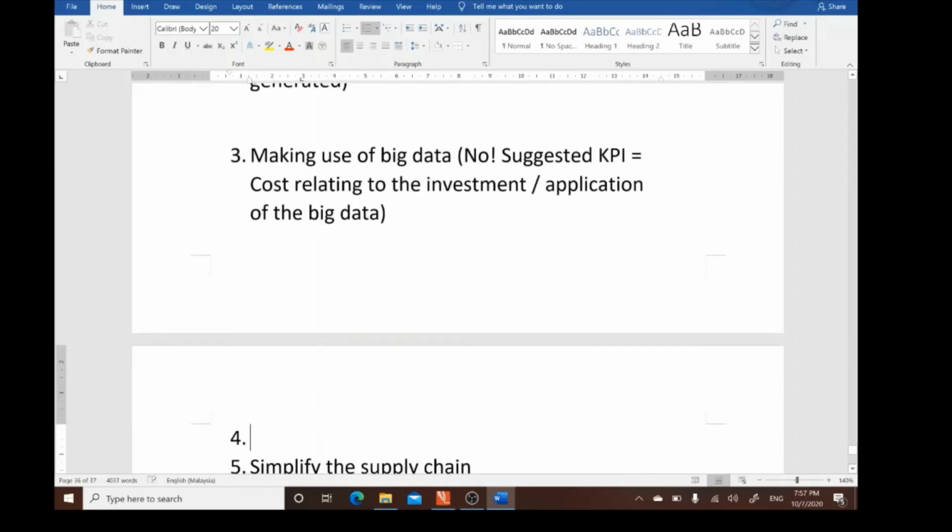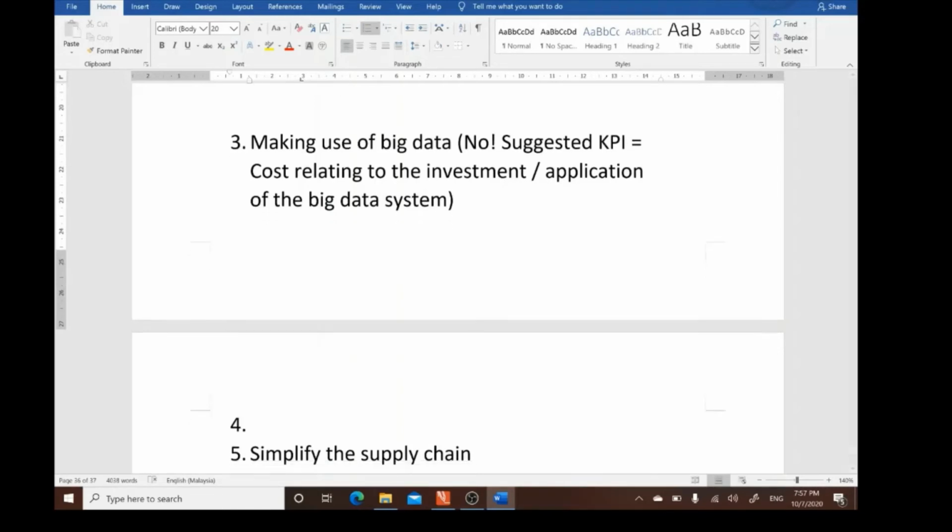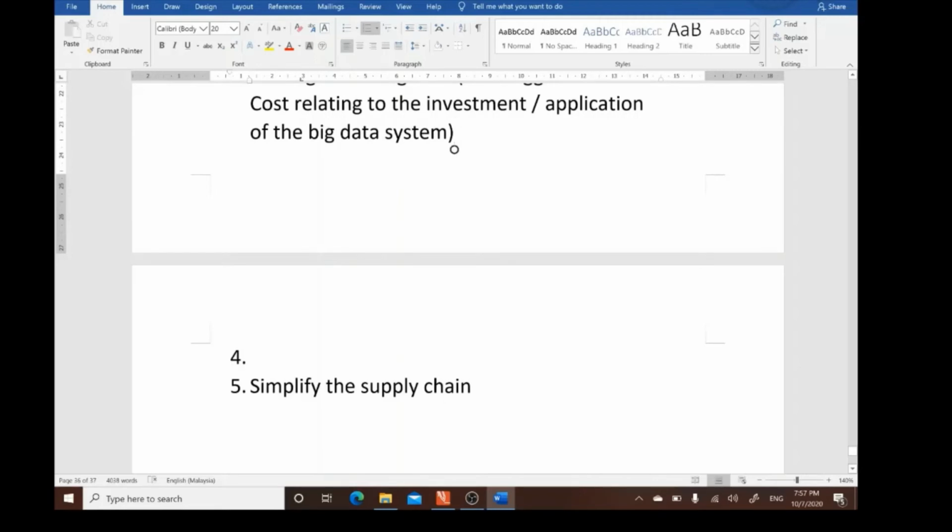Now, so we know in a way, class, when they say cost relating to investment or application of the big data system, that's the reason why the investment in the current ERPS, the enterprise resource planning system, was then seen to be important. And that's what we will have to look into. So now in the current report itself, unfortunately, we don't see any of them, and that has to be included.